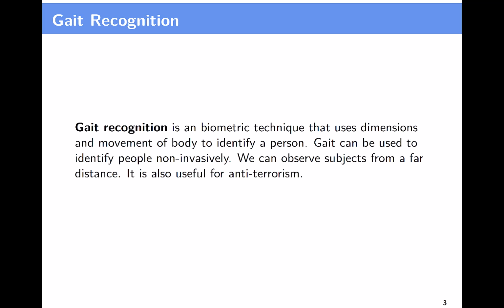The advantage of using gait is that it can be used to identify people non-invasively. We can observe subjects from a far distance, and this is also useful for anti-terrorism.